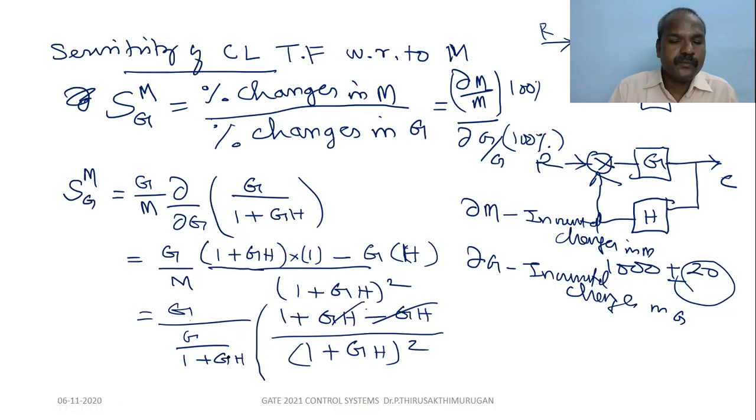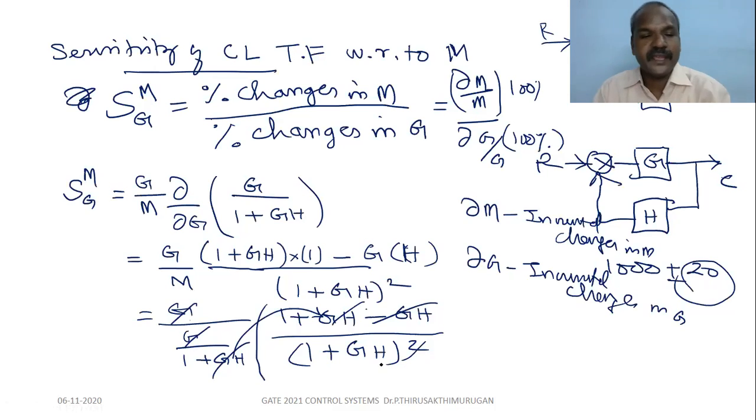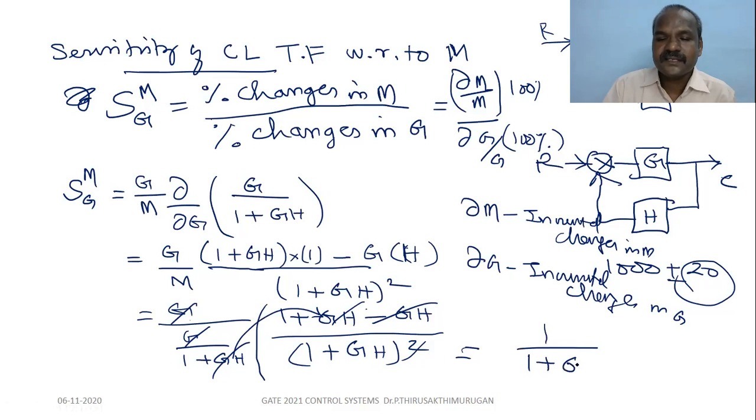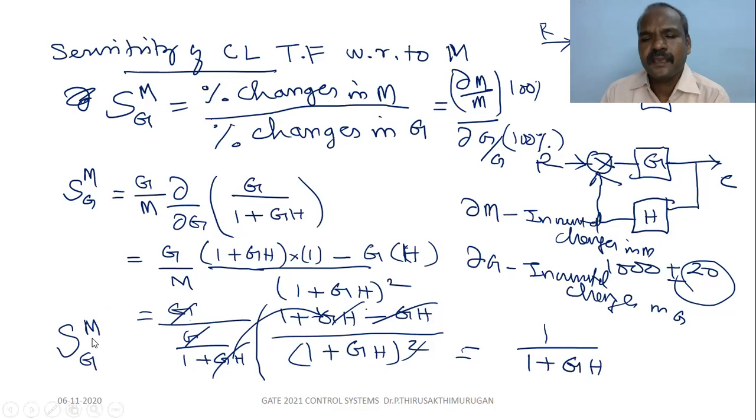If you bring this down, the terms cancel and we simply get 1 by 1 plus GH. So this is the sensitivity variation of M, the overall system transfer function, with respect to G. The sensitivity of M with respect to G equals 1 by 1 plus GH. That's why, with feedback, changes in G will not affect M much.